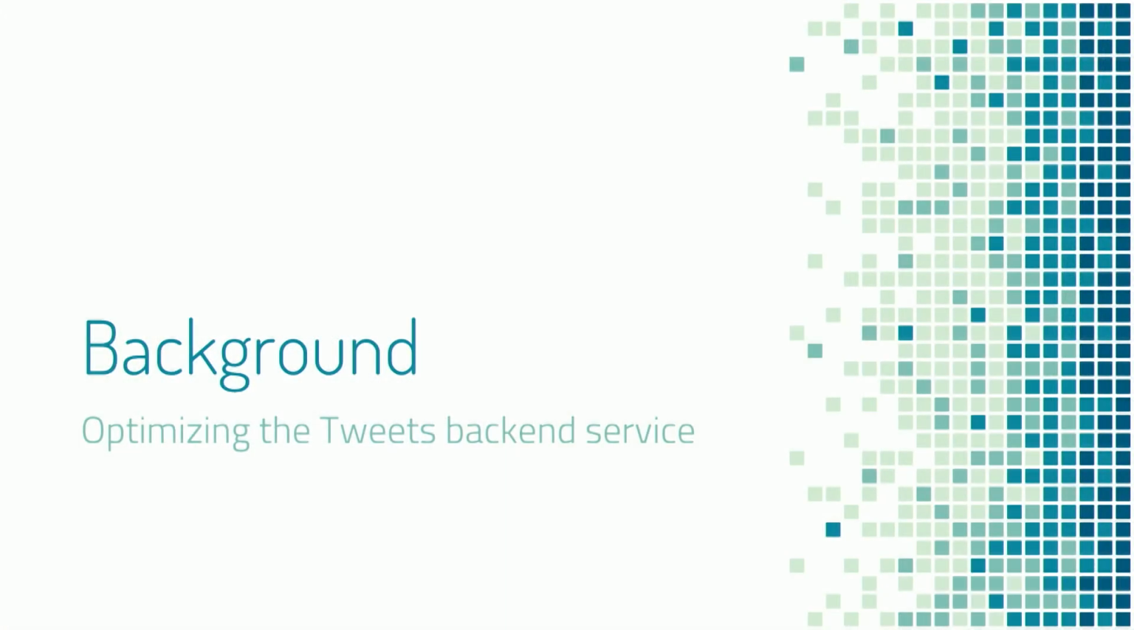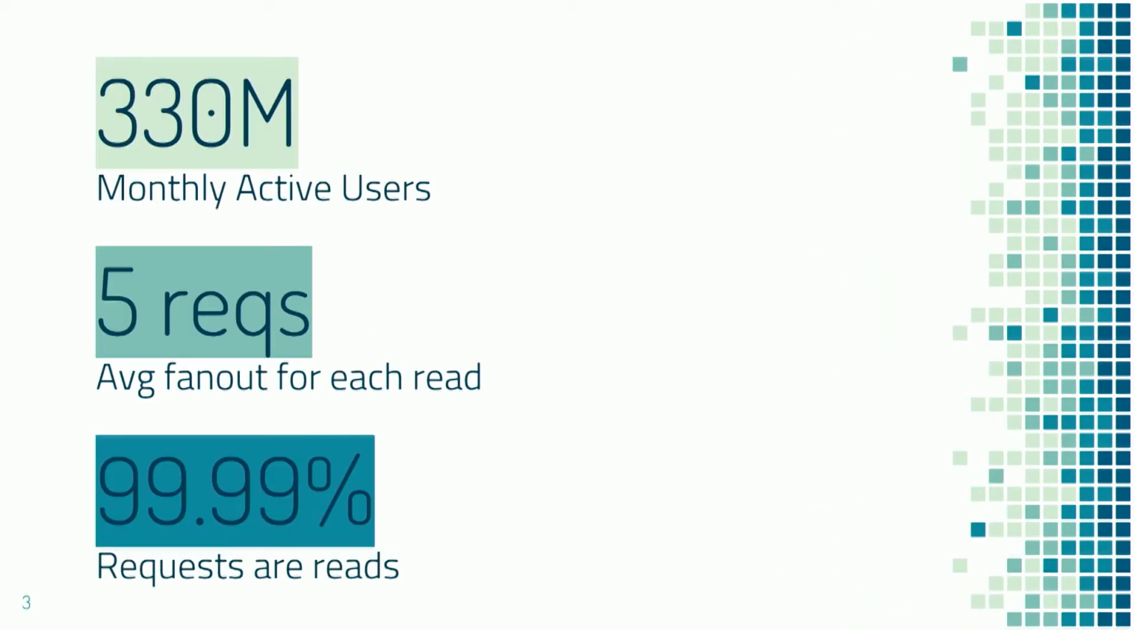So just some background on how this came to be. I now work on the core data libraries team here at Twitter, but previously I was working on the tweets backend service. As you can imagine, we have 330 million users, right? And for each read request, we have 5 requests to other services, and 99.99% of the requests are reads. So imagine the scale that we are operating at, right? Any savings are considerable in terms of capex and usage of hardware.